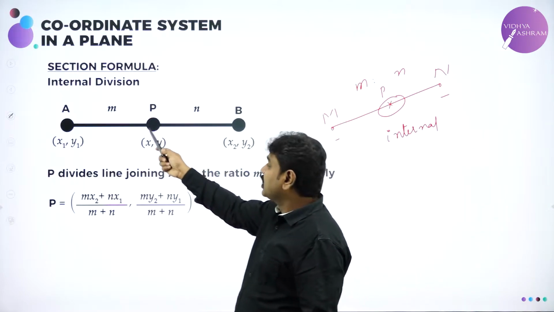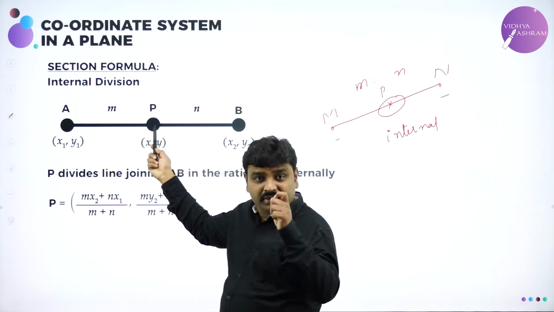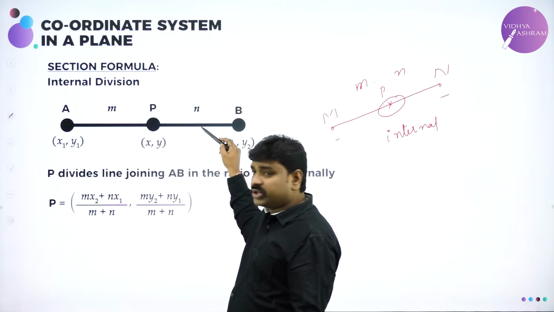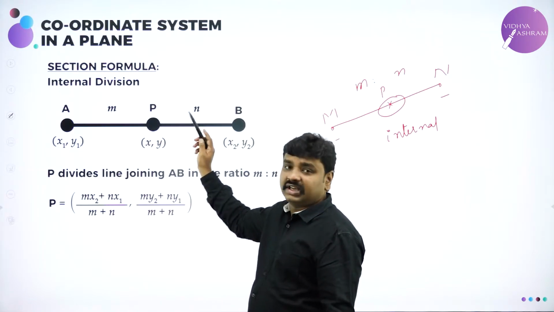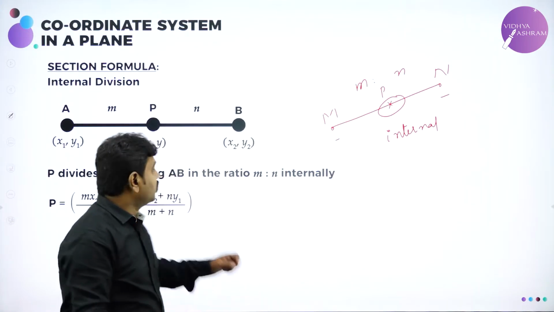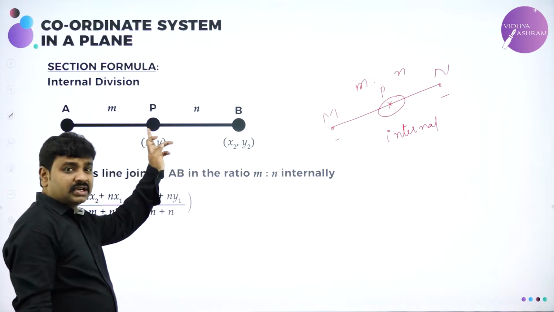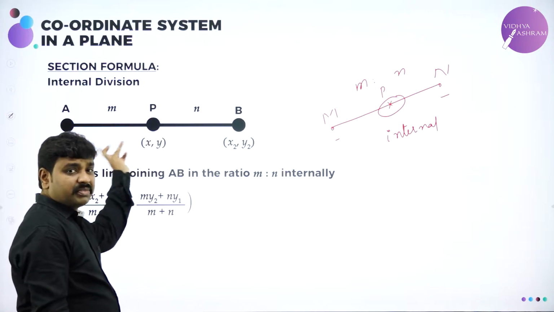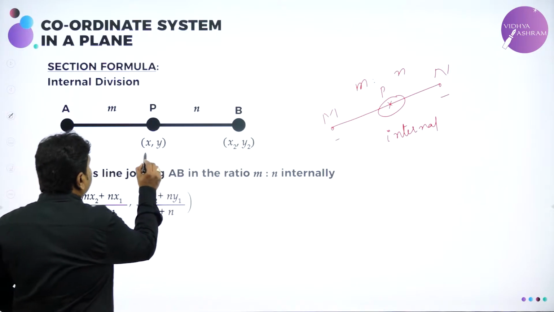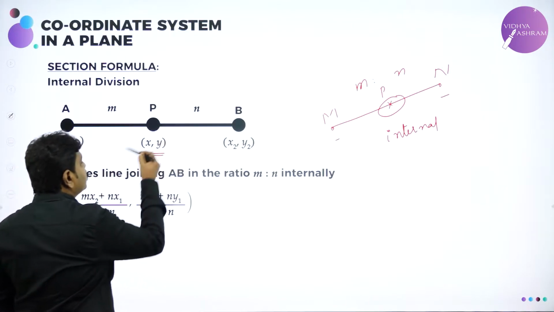Here you can see the point P. In the diagram, the point P is dividing A, B in the ratio M is to N, and it lies internally because it is between A and B. It's not outside. So it lies between A and B. So this point P divides AB in the ratio M is to N internally. Now how to get the coordinates of P?